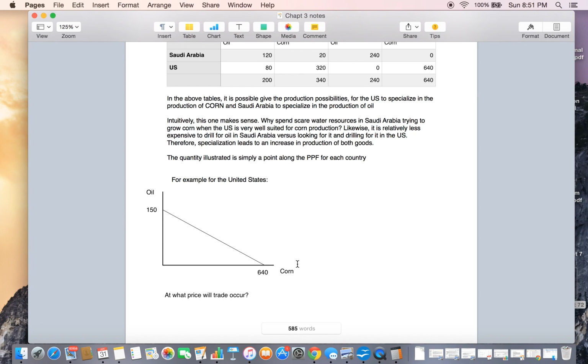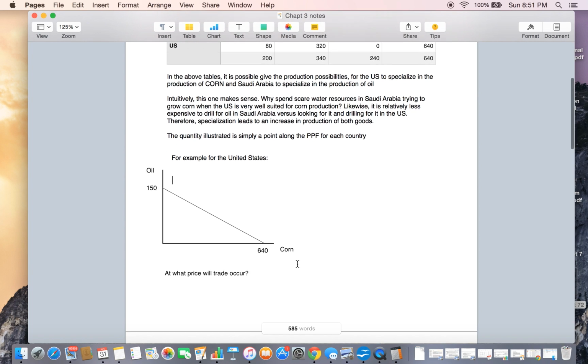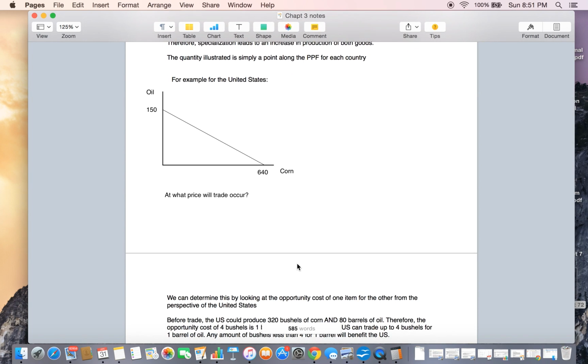So, said again, the United States does not have to give up too much oil when they produce corn. And if they were to produce oil, they would give up a lot of corn. And therefore, that low opportunity cost in the production of corn means that they have an absolute advantage in the production of corn versus oil. So something we could ask ourselves is, at what price will trade occur?